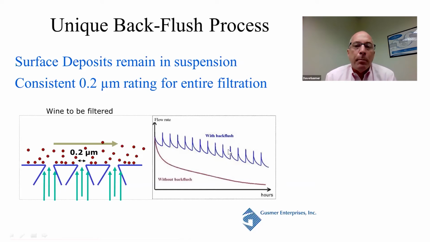The frequency of the backflush is dictated by the machine. So if it's a very clean wine, you may not see as many backflushes. If it's a dirtier wine, it could be more frequent. But this is a very slick design that we can maintain flow rate at a very low pressure because of this synergy with the backflush. Great design.